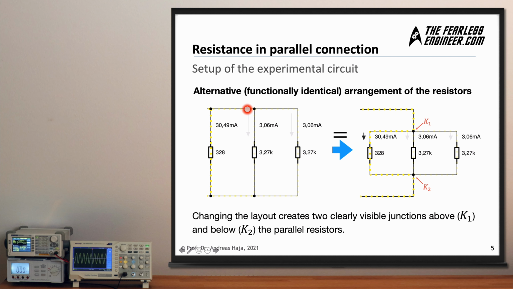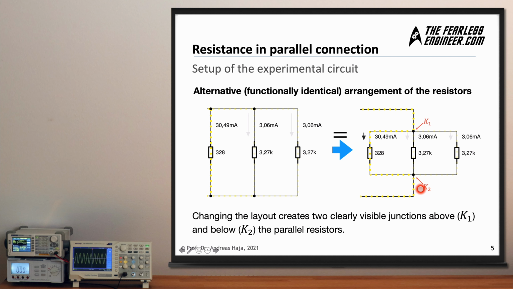And because this is the case, we can shift the rightmost node into the center node, and we can do the same with the node at the bottom so that we get this changed circuit on the right side, which behaves absolutely identical in all aspects, but the key difference here is that we only have 2 nodes remaining, the node K1 and the node K2.